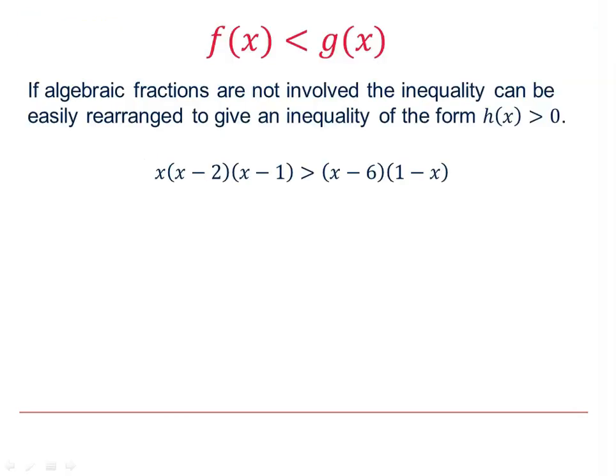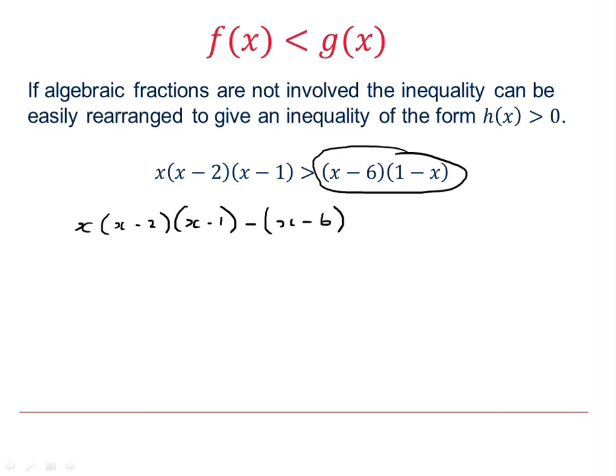Well, if algebraic fractions are not involved, then we can easily rearrange the inequality to give us one of the form h(x) > 0. So let's look at this particular example. What we have to do is to take the right hand side over by subtracting, so that we get greater than 0. And therefore we can write that as (x - 2)(x - 1) - (x - 6)(1 - x) > 0.